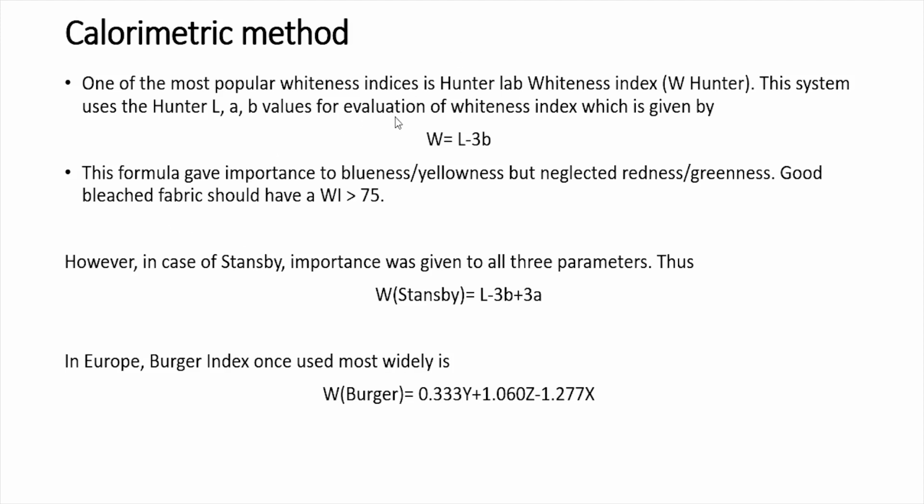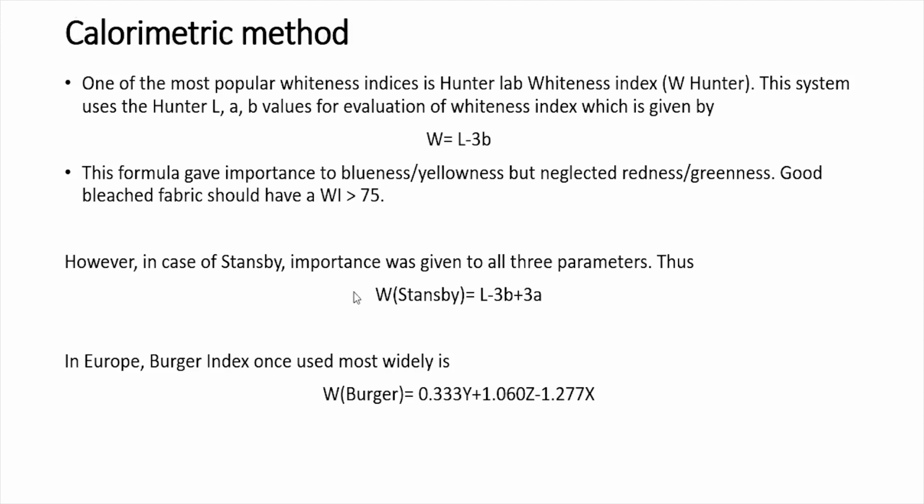And you can use a computer color match, the Hunter Lab whiteness index W Hunter, and this is the formula. W is equal to L minus 3B. So the formula gives only the blueness and yellowness, but it ignores the redness and greenness. And for bleached fabric, the whiteness index will be more than 75.